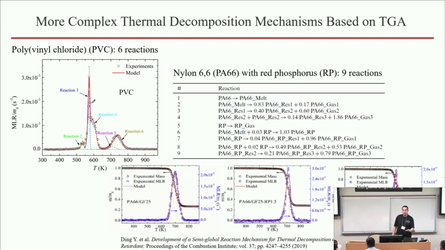So the end result of this whole exercise is the 9-reaction mechanism that allows you to predict how this material both decomposes and pyrolyzes as a function of the composition. So I can change the amount of red phosphorus in my model, and I can predict what the TGA trace will look like. Actually, I can predict the burning rate as well, which requires a few more layers that we're about to walk through.